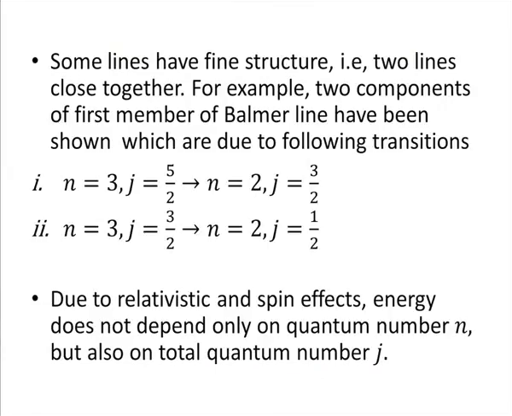Some lines have fine structure, that is two lines close together. For example, two components of first member of Balmer line have been shown, which are due to the following transitions: n equal to 3, j equal to 3/2, to n equal to 2, j equal to 3/2; n equal to 3, j equal to 3/2, to n equal to 2, j equal to 1/2. Due to relativistic and spin effects, energy does not depend only on quantum number n, but also on total quantum number j.